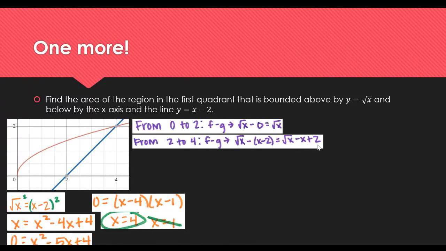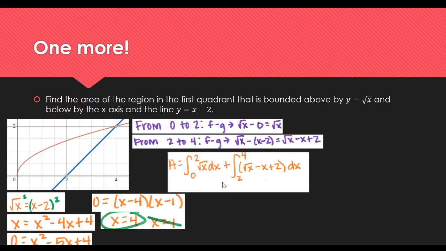So we have to do two separate integrals here. One for this first chunk where the x-axis is the bottom, and one for this second chunk where x minus 2 is the bottom. So my area is the integral from 0 to 2 of square root of x dx plus, because we're going to add those two areas together, the integral from 2 to 4 of square root of x minus x plus 2.